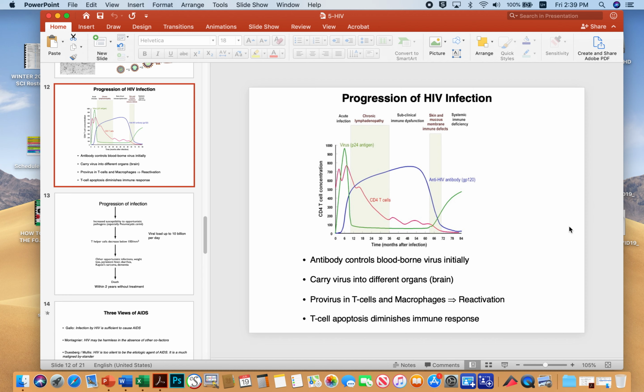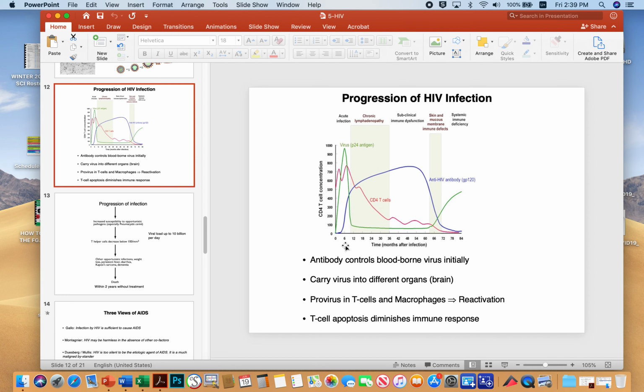of HIV. And so what you're seeing here on the y-axis is CD4 T cell concentration. So these are the primary cells that the virus is infecting, these T cells that are, if you will, the quarterback of the immune response. And then the x-axis shows time, typically in months after infection.